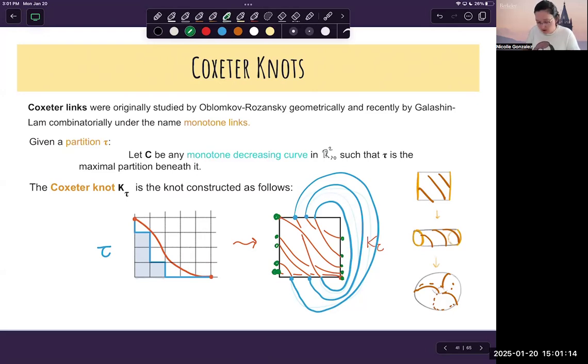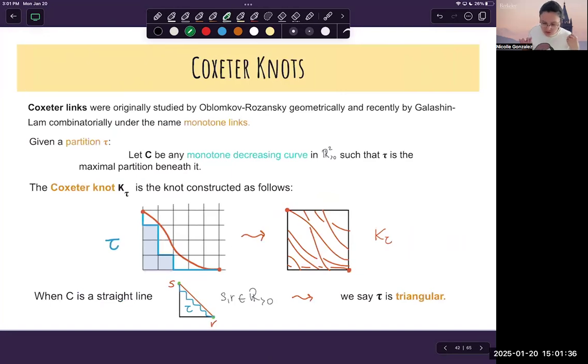All right, so that's the knot that you're getting. And these are the guys that we're going to call Coxeter knots. Notice they're not indexed by the curve, they're indexed by the partition. Because once you pick your partition, there are many curves that you can pick, but the knots that you construct up to wiggling are the same. Up to isotopy, the curve doesn't matter. Only the partition determines them.